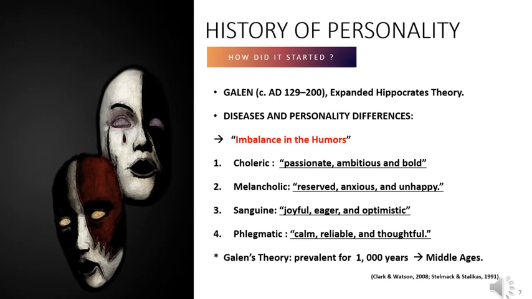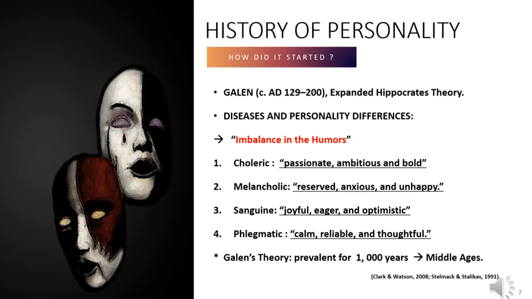For example, the choleric person is passionate, ambitious, and bold. The melancholic person is reserved, anxious, and unhappy. The sanguine person is joyful, eager, and optimistic. And the phlegmatic person is calm, reliable, and thoughtful.